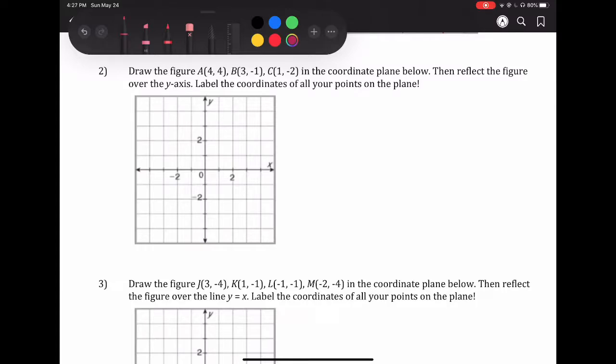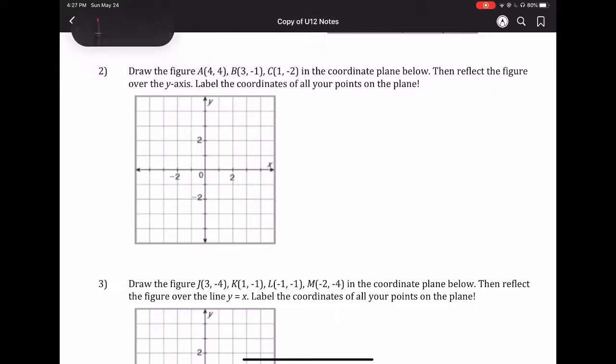So I have A at 4, 4, B at 3, negative 1, C at 1, negative 2. Now I'm going to go ahead and connect those points, A to B, B to C, C to A, connecting in the order they were written. And now I want to go ahead and find my new points.